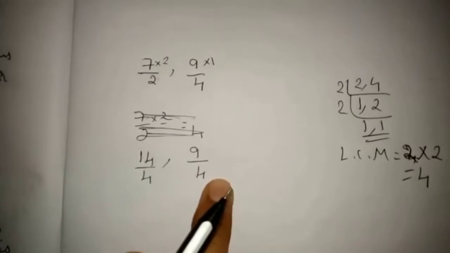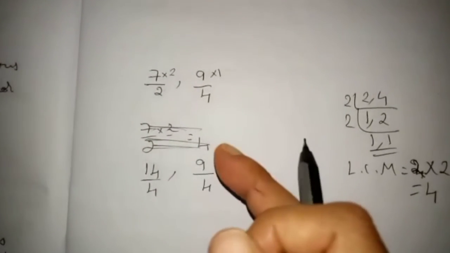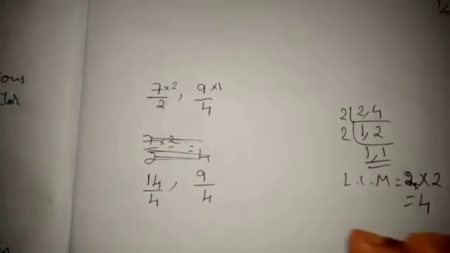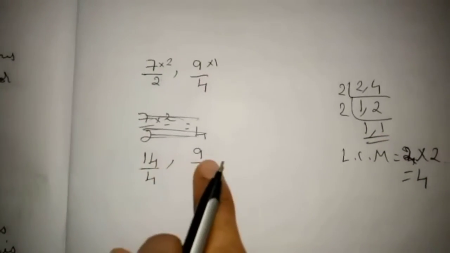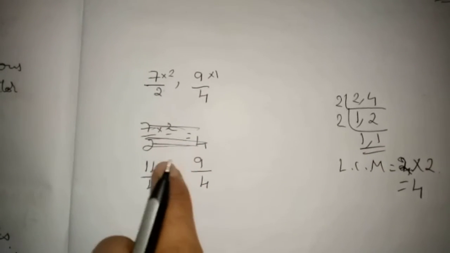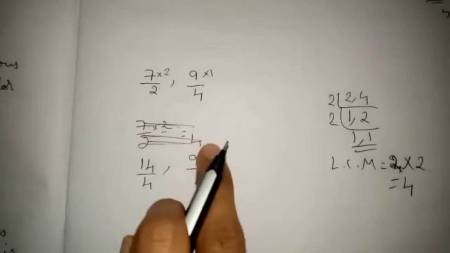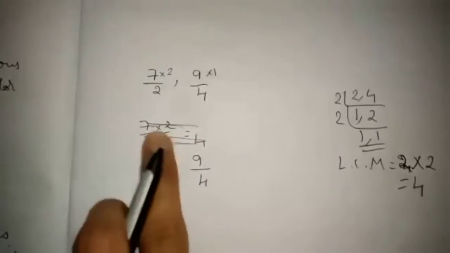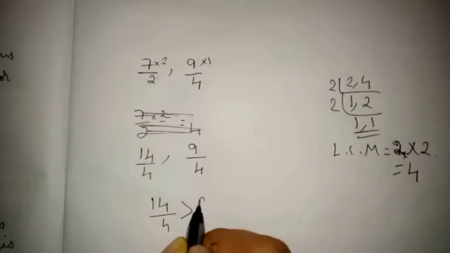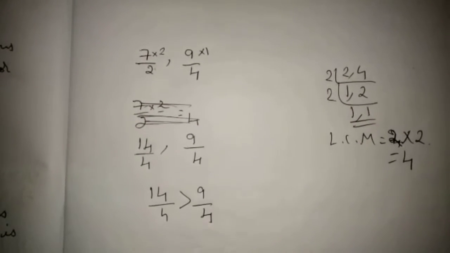If the denominators are the same, what do you have to do? You have to look at the numerator, which is greater. That only becomes the greater fraction. Here the denominator is the same, and the numerator 14 is the greater, right? Between 9 and 14, 14 is the greater. So this fraction becomes the greater. 14 by 4 is greater than 9 by 4.